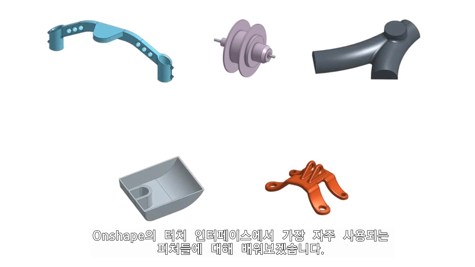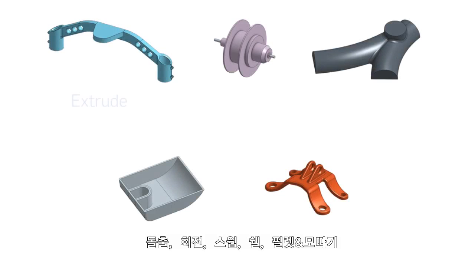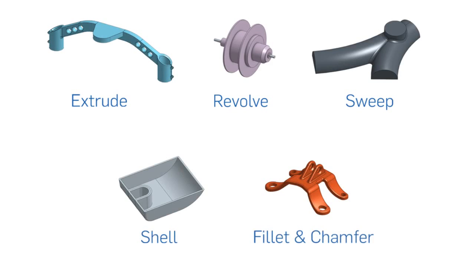Let's take a few minutes to go over some of the most commonly used features in Onshape using its touch interface: the Extrude, Revolve, Sweep, Shell, and Fillets and Chamfers.